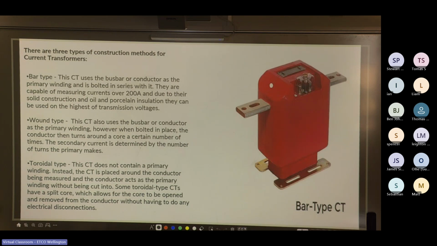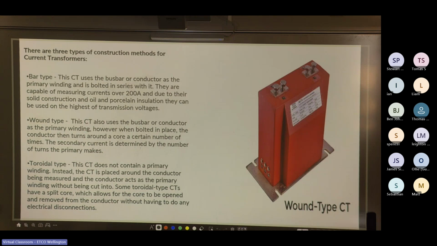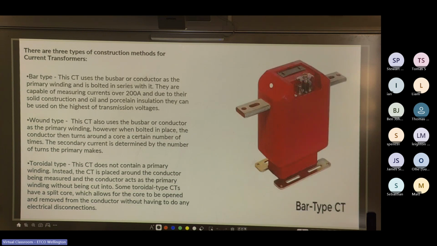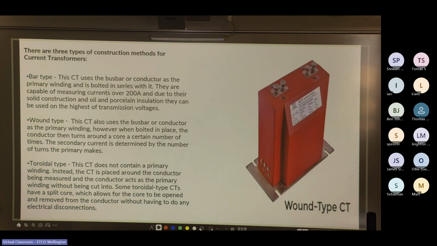So wound type, that's this one. This CT also uses the bus bar or conductor as the primary winding. However, when bolted in place, the conductor then turns around a core a certain number of times. The secondary current is determined by the number of turns the primary makes.